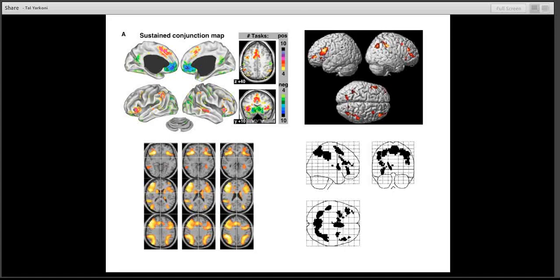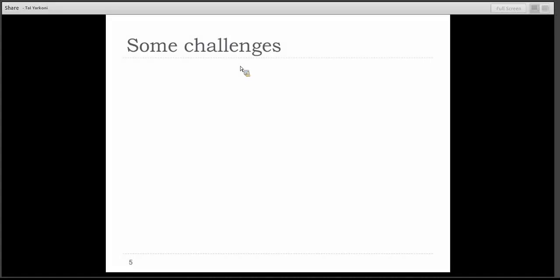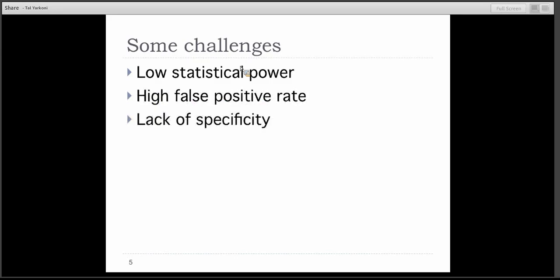At the same time, of course, as with any kind of science, there are some challenges that we've had to face up to, and I'll just go briefly through some of them. I might run through these fairly fast, so I apologize if something's not all that clear, but I want to get to the methods. So: low statistical power, high false positive rates, lack of specificity, and information overload. I'll walk through these individually.